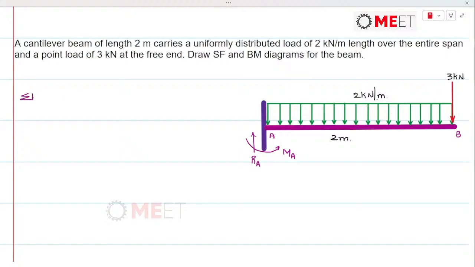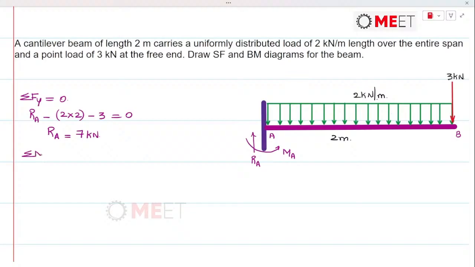So summation of forces in y direction is equal to 0: RA minus the area under UDL, that is 2 into 2, minus point load 3, is equal to 0. So RA will be equal to 4 plus 3, that's 7 kilonewton.